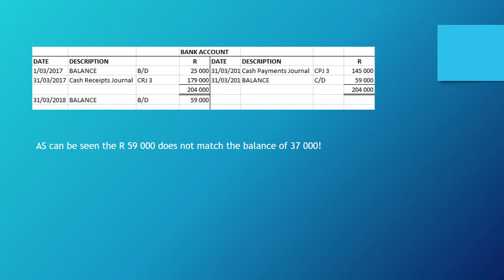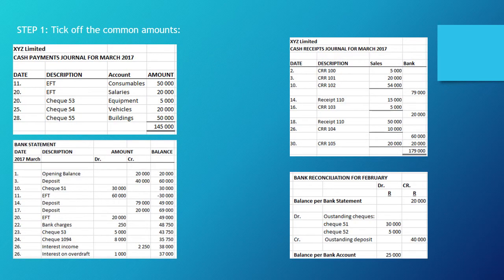Our balance per the bank account in the general ledger is sitting at 59,000 at the end of the month. As we can see, this 59,000 does not match the balance per the bank statement of 37,000 Rand. As we saw, the two balances did not match, so now we need to find out what are all the matching items as well as the amounts that we need to either correct or fit into our bank statements.